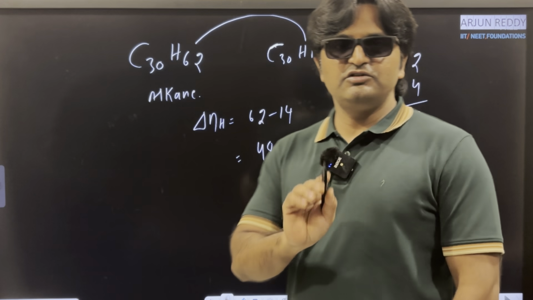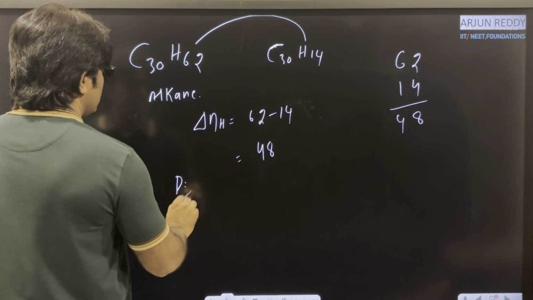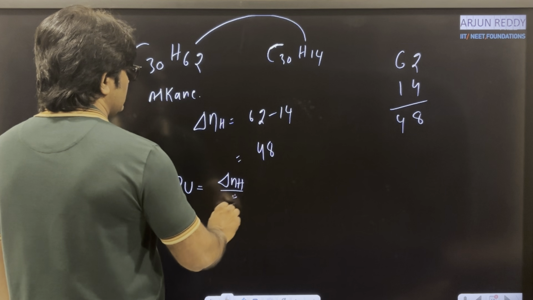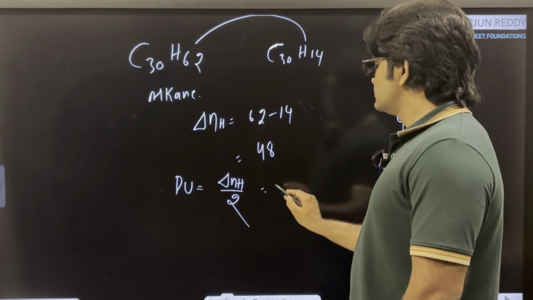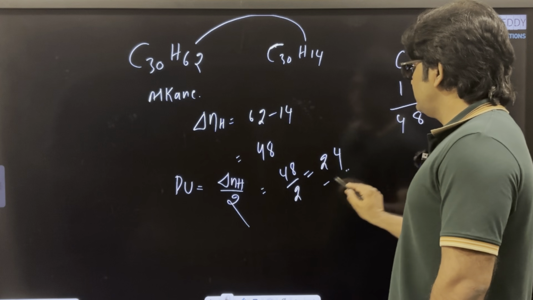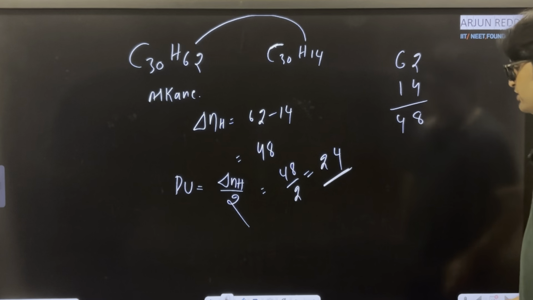First you calculate the difference between hydrogen atoms. After that, you apply this formula: degree of unsaturation equals delta NH by 2. Direct formula, delta NH by 2. So 48 by 2 equals 24. Yes, that is the degree of unsaturation. You are getting the same value here.